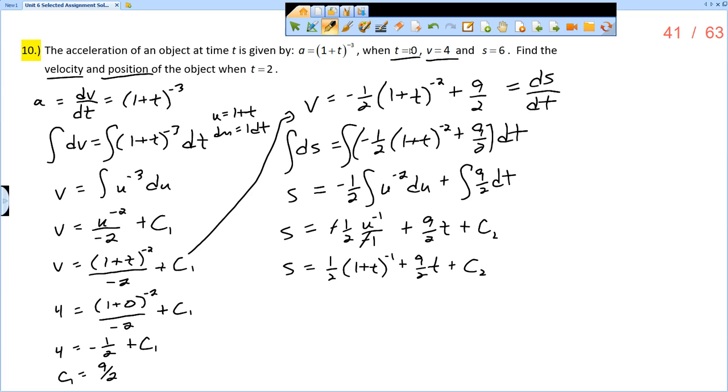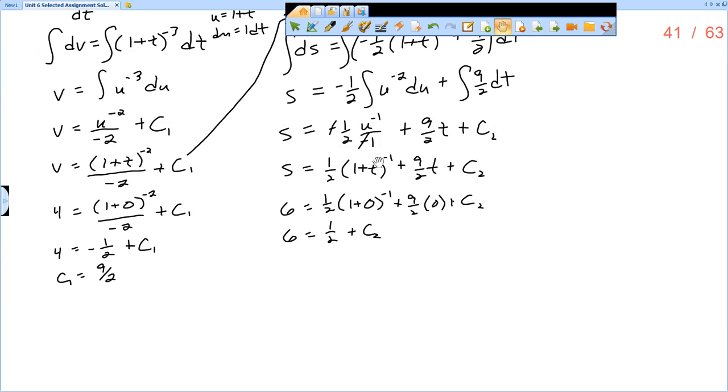All right, so now I want to use the fact that when t is 0, s is 6. So 6 is 1 half times (1 plus 0) to the negative 1, plus 9 halves times 0, plus c sub 2. All right, so 6 equals 1 to the negative first, that's just 1. So I have 1 half plus 9 halves times 0, that's 0, plus c sub 2. So now I'm going to subtract 1 half, and I'm going to get that c sub 2 is 5.5 or 11 halves.